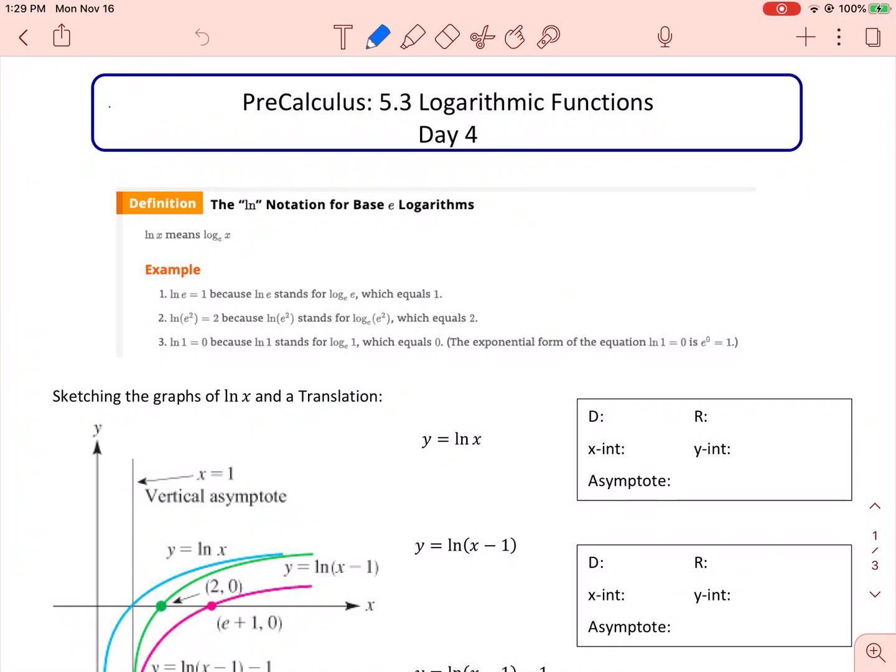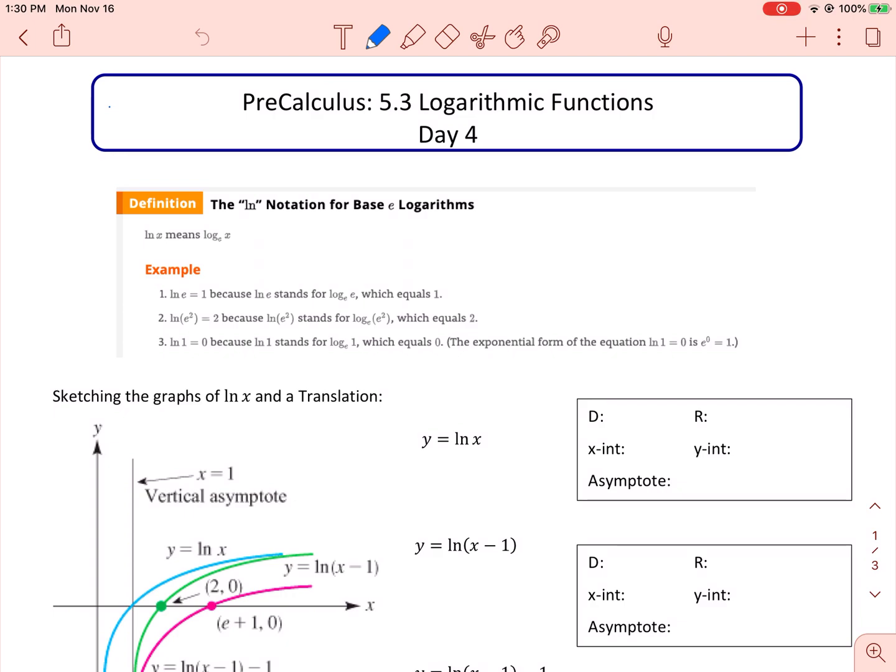Pre-Calc Nation. We are on day 4 of section 5.3, talking more about logarithmic functions. So today we're going to talk more about ln, what that function looks like, and how to actually use it in a calculator. I will do my best to explain the calculator buttons using my iPad, but during class, don't worry, we will talk about it as well.